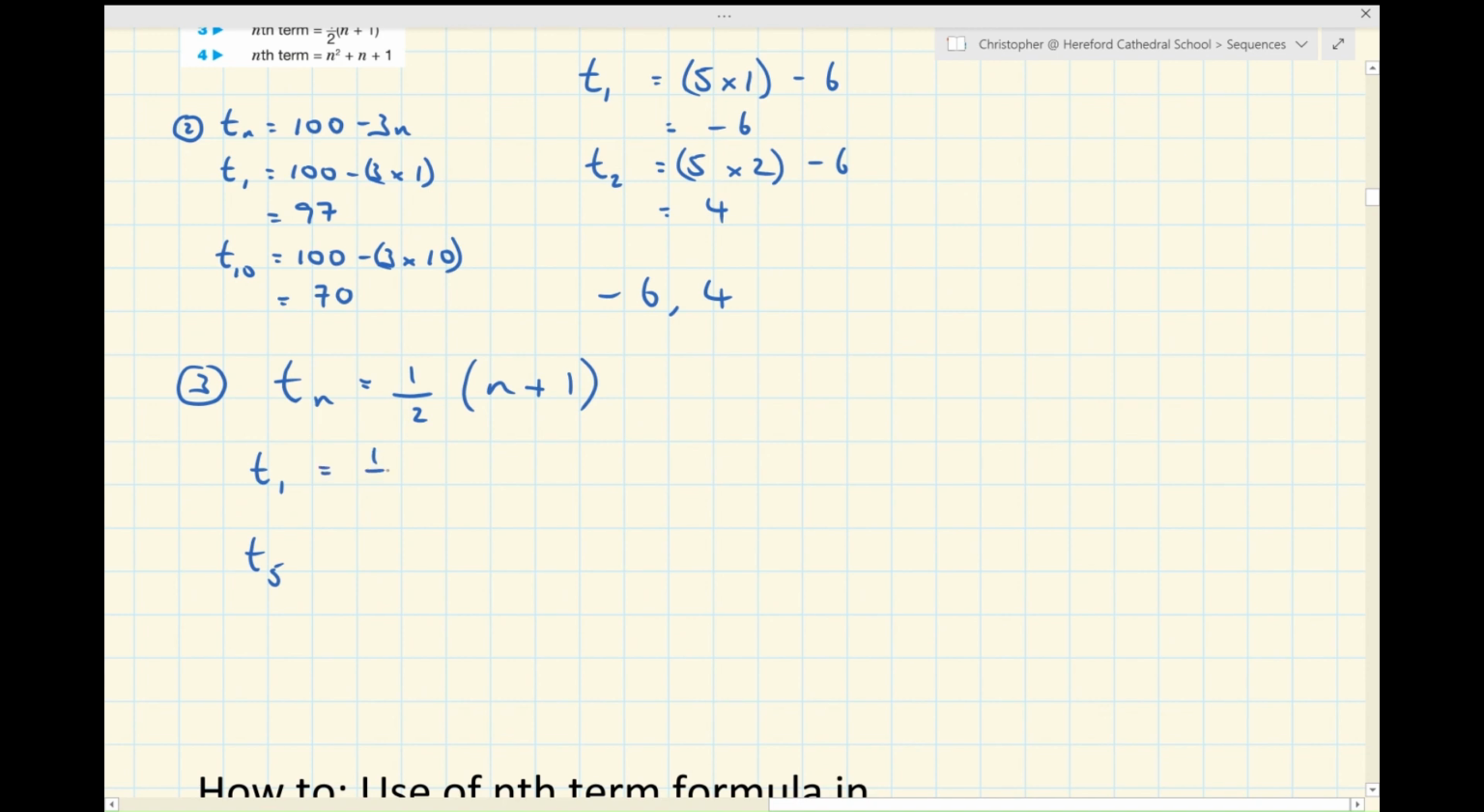Right, the first term would be a half times 1 plus 1. Well, that's a half of 2, so the first term is 1. And the 5th term would be a half of 5 plus 1, which is a half of 6, so the 5th term would be 3.